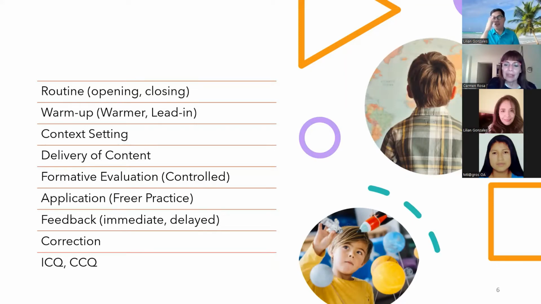So what is context setting? For example, in the warmer activity, you played the yes or no game, the wall-to-wall game, and then you presented pictures of sunny, rainy, windy, cloudy. After that, you place all the pictures on the board and you ask them, class, what do you think is our lesson today? Look at the pictures. Yes, that's context setting.